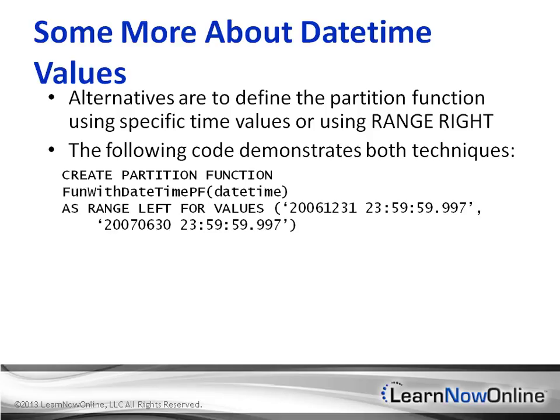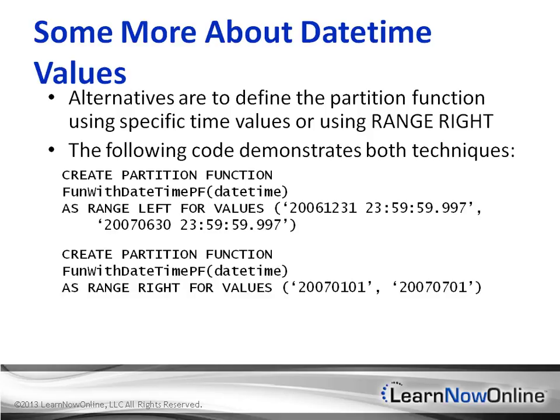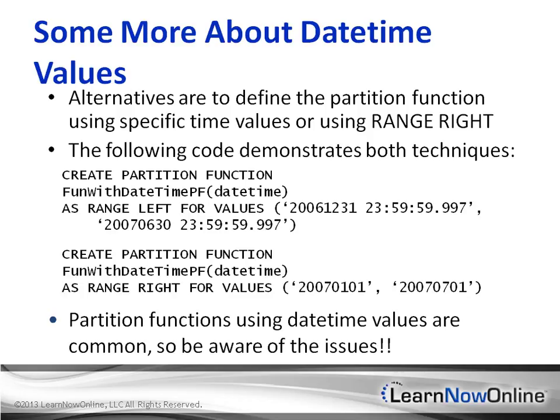First, I can create my partition function using very specific time values. Here I've defined it range left, but I've put in very explicit times in order to allow the data to fall into the right partitions. And while this works, I find it a little clumsy. What I prefer to do is define it as range right. Now that'll leave the leftmost partition open, but all the data will fall into the right partition based on the date value, and I don't have to worry about the time. Now, as I said earlier, legacy systems use partition functions using date-time values quite often. It's a common occurrence, so be aware of all these issues.